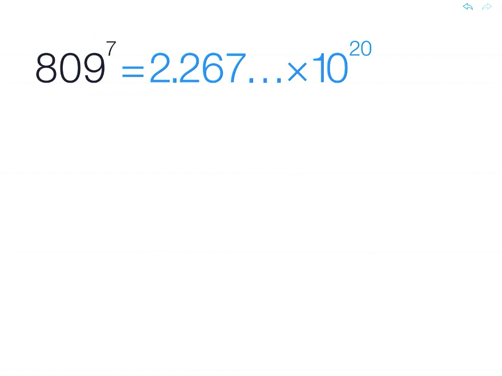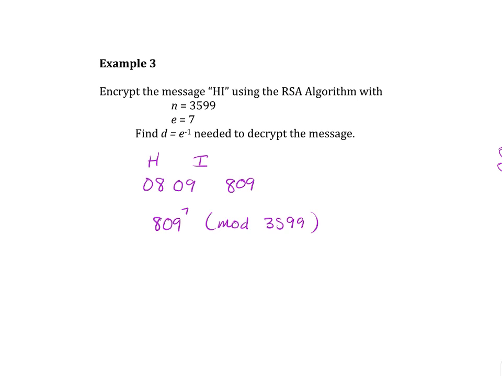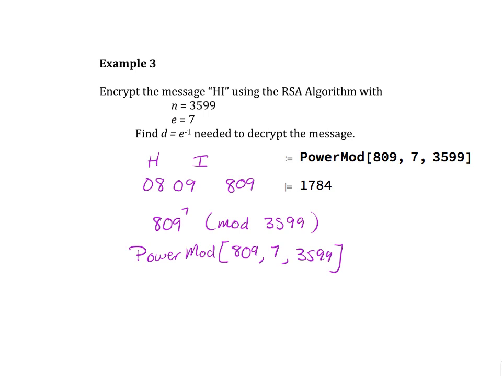So we got 809 to the 7th. And now that number is so huge, it's going to be difficult for us to subtract off the whole number part, since it's given to us in scientific notation. So we're going to use our friend Mathematica for this problem, and PowerMod. So the command you would do is PowerMod. We use this for inverses, but we want to take 809, raise it to the 7th power, mod 3599, and if you type that into Mathematica, you'll get 1784. So that's the ciphertext. That's the message that goes.